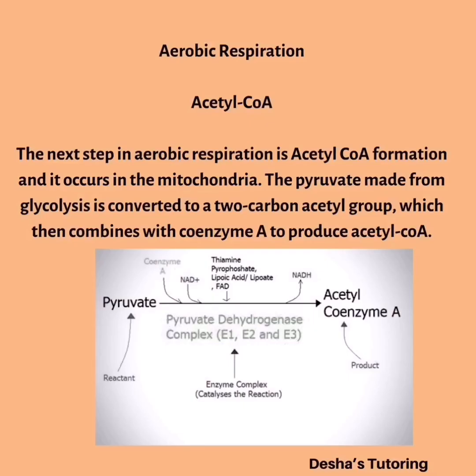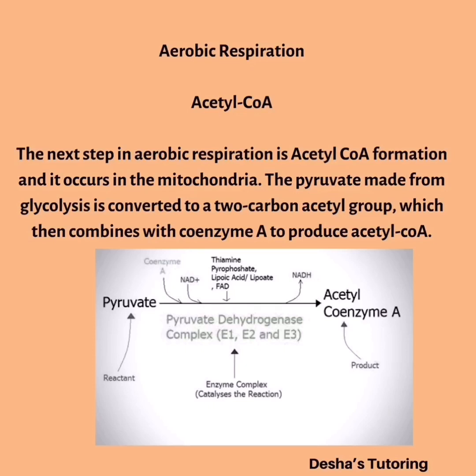The next step in aerobic respiration is the acetyl coenzyme A step. Now, this occurs in the mitochondria, and acetyl coenzyme A is basically a molecule that participates in a metabolic reaction, and its main function is to deliver the acetyl group to the citric acid cycle or the Krebs cycle.